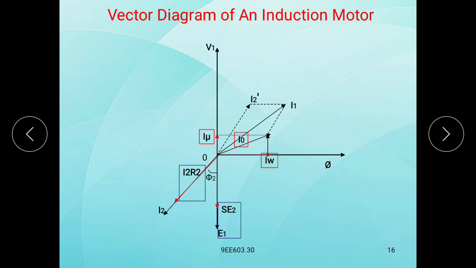This is minus E1, I1 R1, and I1 X1, which give the V1. This I1 R1 and I1 X1 combine as I1 Z1. This is the vector diagram. Phi 1 is between E1 and I1. Here I2 R2 and I2 SX2 give the SE2.